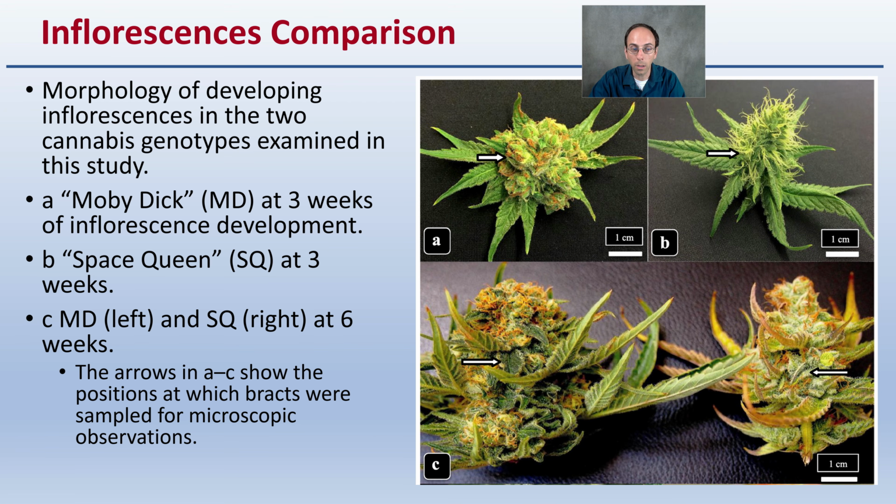Here, we're looking at Moby Dick on the left and Space Queen on the right, again at 6 weeks. The arrows in all of these show the position at which the bracts were sampled for microscopic observations. So these different regions are the areas we're going to be looking at in a very zoomed-in portion, so you can get an appreciation for where the researchers were looking.